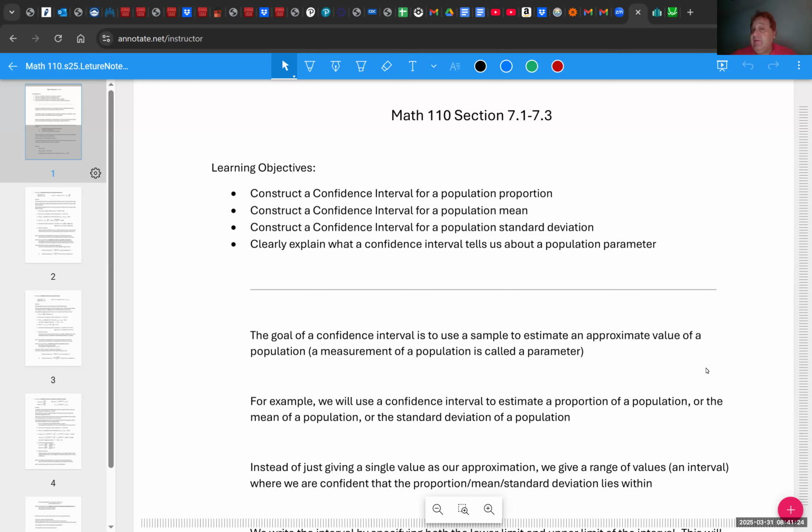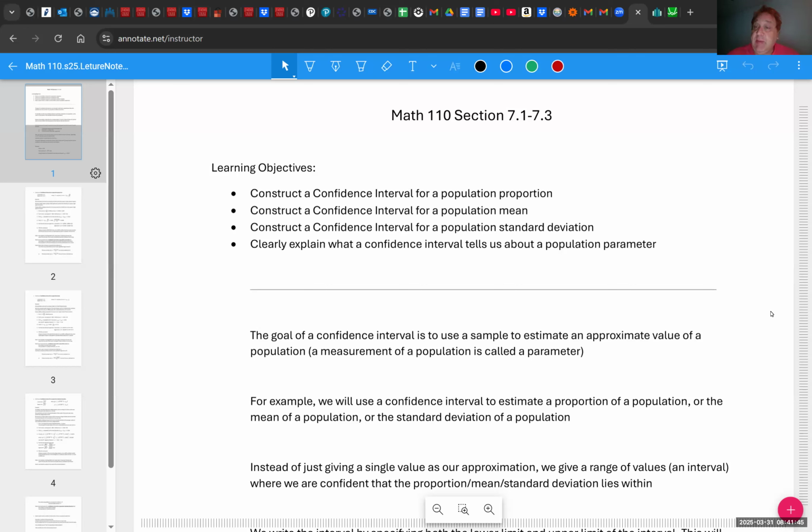We're going to construct a confidence interval for a population mean, and we're going to construct a confidence interval for a population standard deviation. So proportion, mean, standard deviation, and then we'd like to clearly explain what a confidence interval actually tells us about a population parameter. Proportion, mean, and standard deviation being three population parameters.